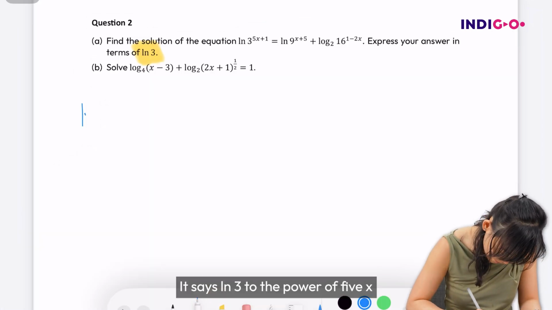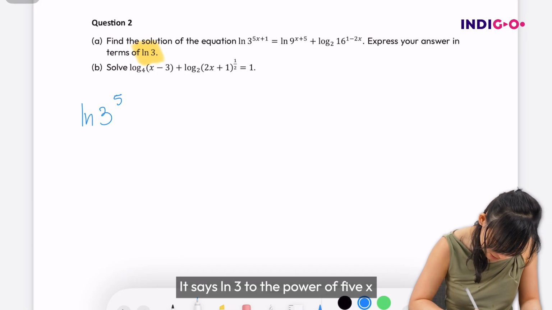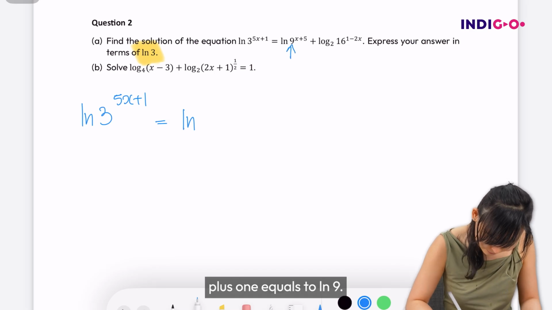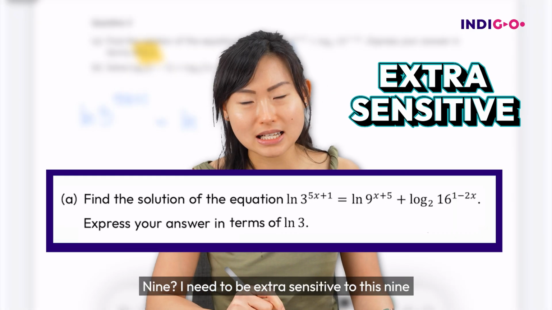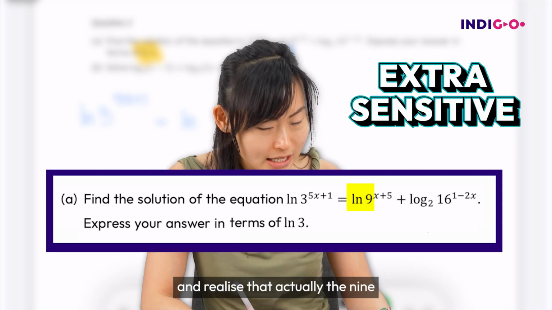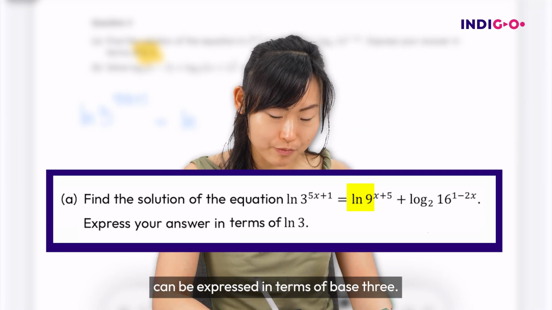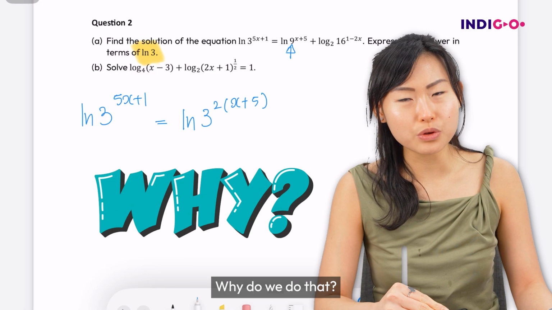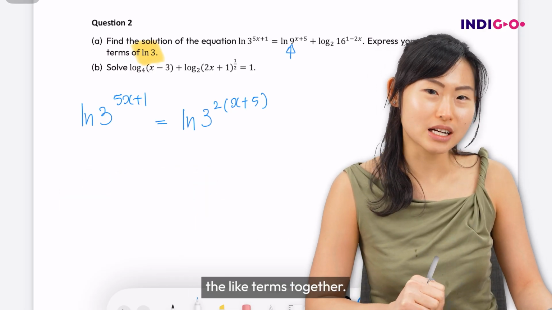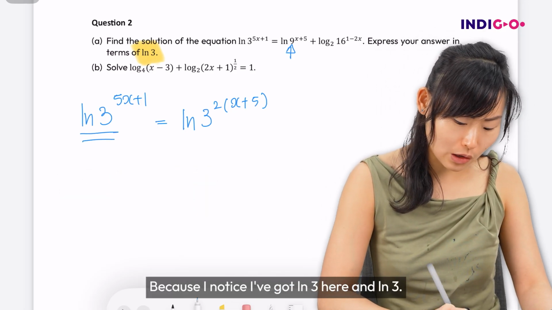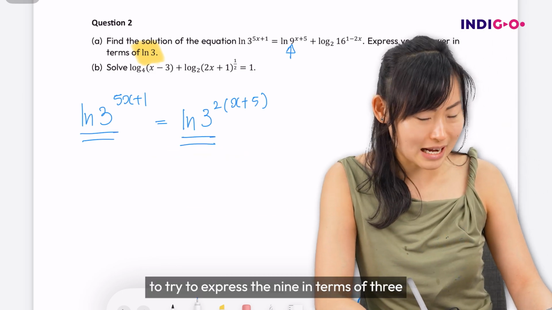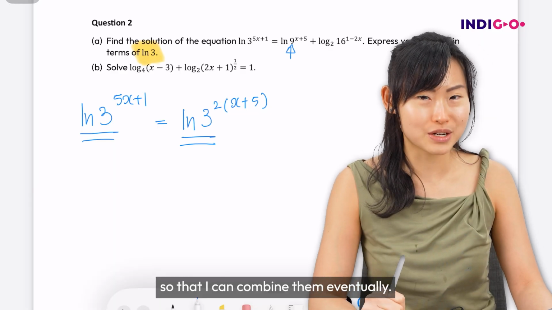It says ln 3 to the power of 5x plus 1 equals ln 9. I need to be extra sensitive to this 9 and realize that actually the 9 can be expressed in terms of base 3. So it'll be 3 squared to the power of x plus 5. Why do we do that? So that we can eventually combine the like terms together. Because I notice I've got an ln 3 here and ln 3, so it's a big hint for me to try to express the 9 in terms of 3 so that I can combine them eventually.